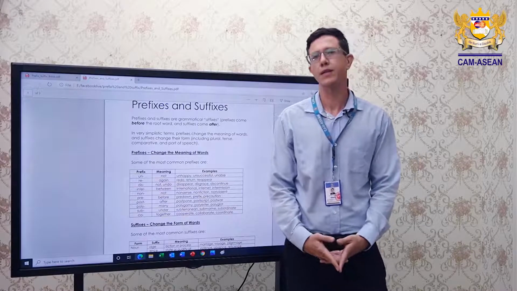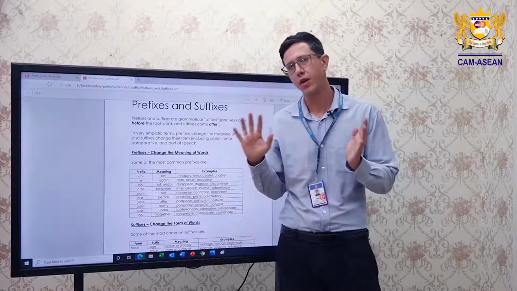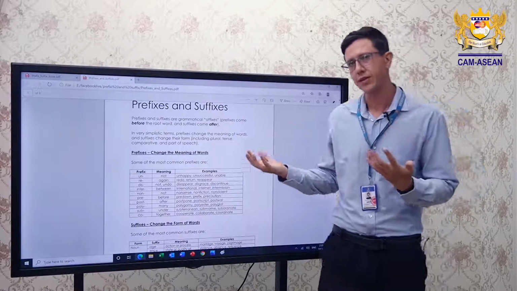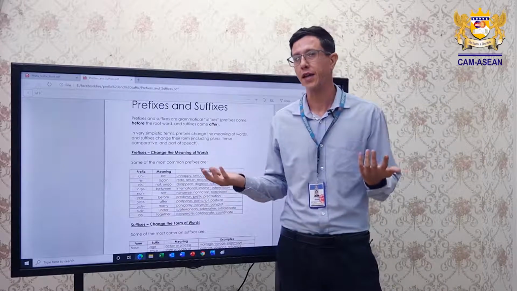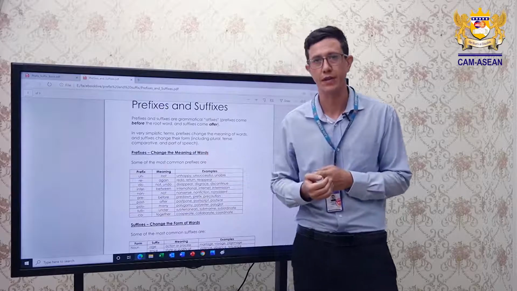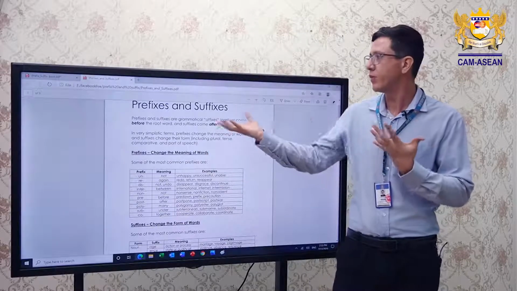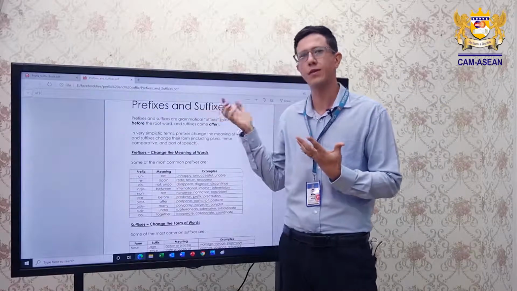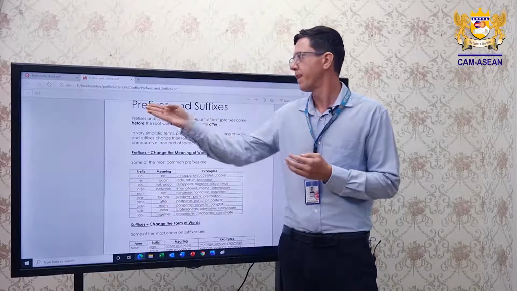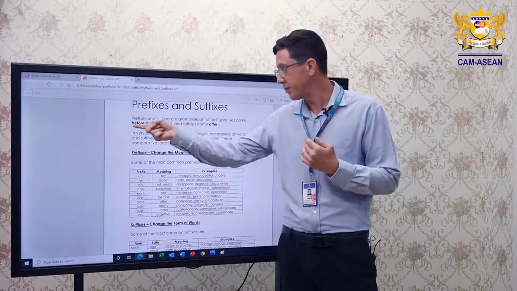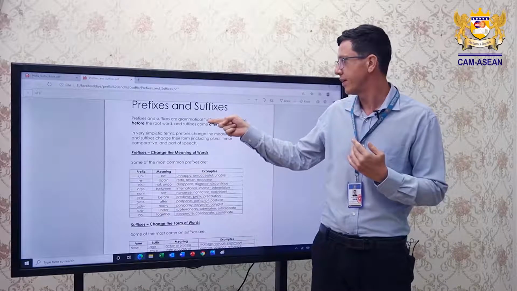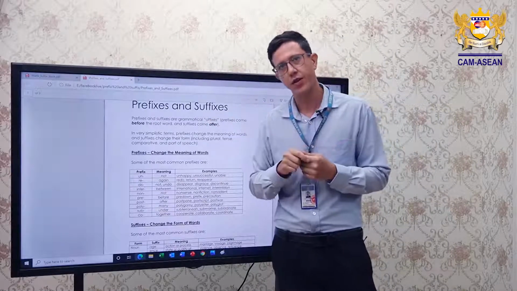So we're going to talk about both, but let's start with prefixes first. So you might be asking yourself, what is a suffix? What is a prefix? Well, it's in the word. Prefix, suffix, this is what we're doing. So, pre means before. Affix means attached. So, this is what we do.